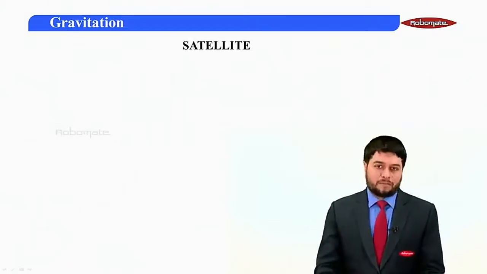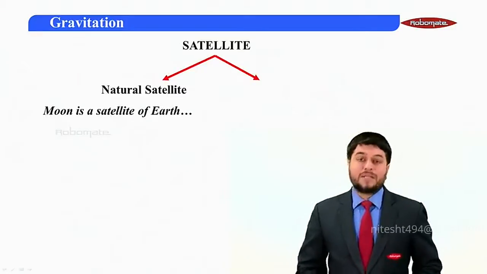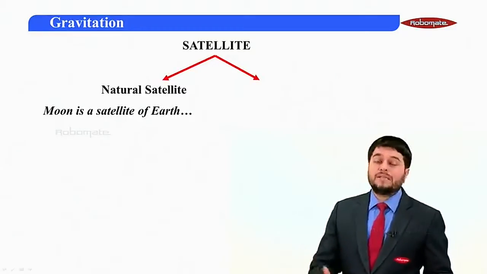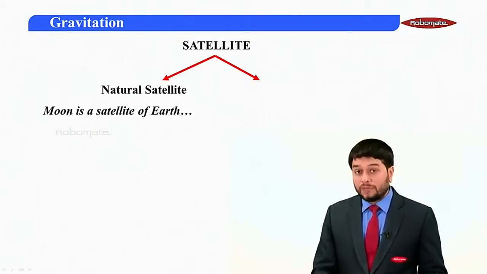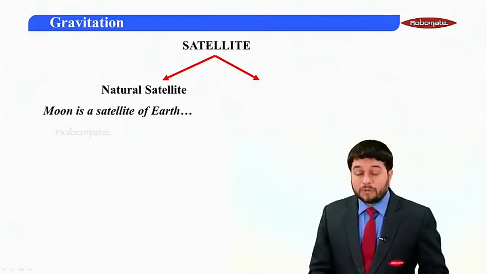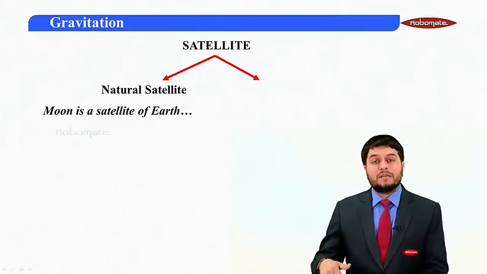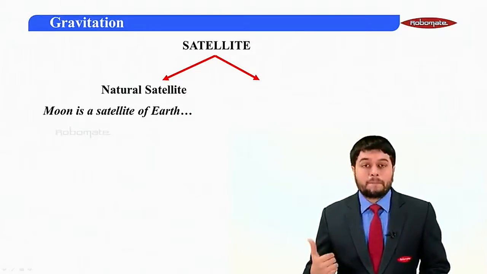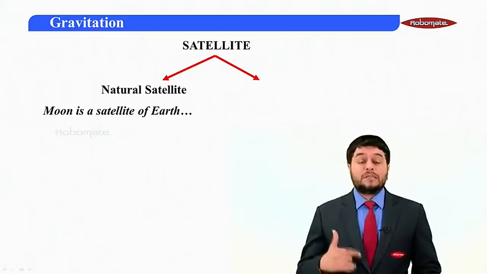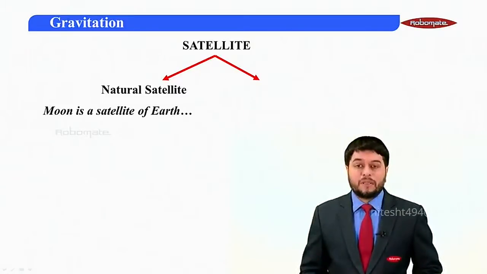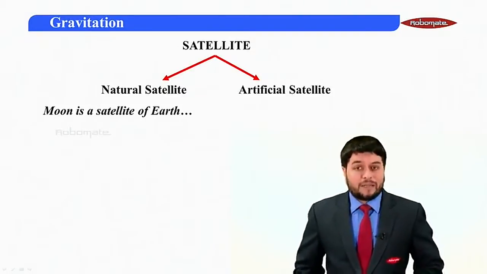Now, on a broad spectrum, satellites can be classified into two kinds. One is a natural satellite, like the moon is a satellite of Earth. Are we a satellite? Of course, we are revolving around the sun. So we are the satellite to the sun. Just like the moon is Earth's satellite, Earth is a satellite for the sun. So that's a natural satellite.